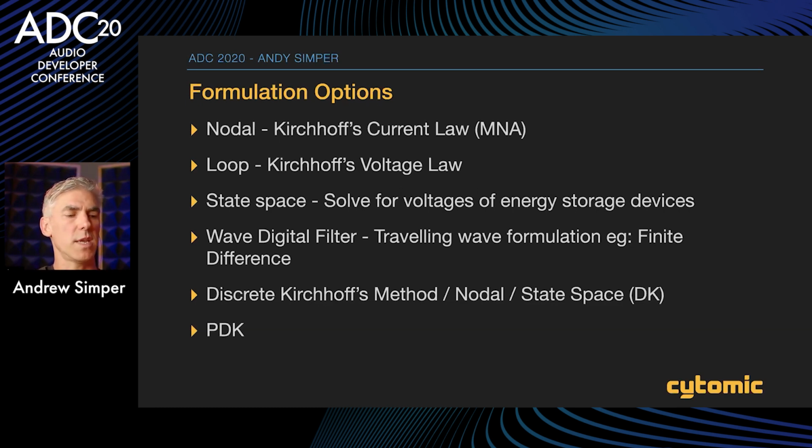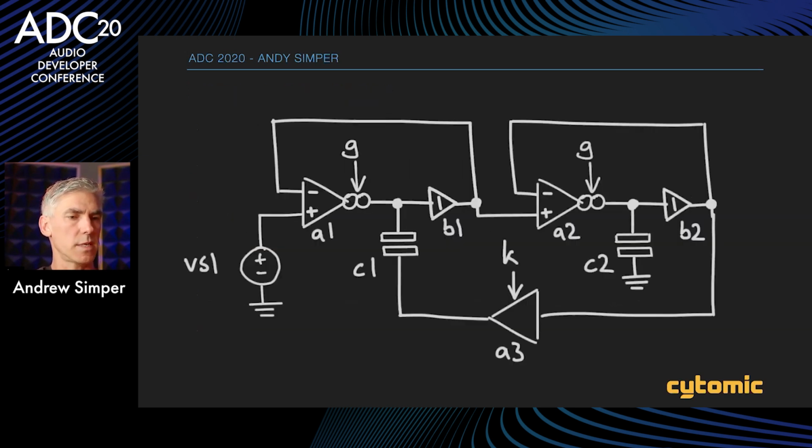Now, other formulation options: when we had to iterate, that took a lot of CPU. So if we want to get away from that, we want to pre-compute something. Then we do the discrete Kirchhoff method, called the DK method, which is in nodal or state space. And I'm working on another method called the PDK method, the parallel DK method. All right, so the state space is something that we will cover. We're not going to really cover wave digital filtering.